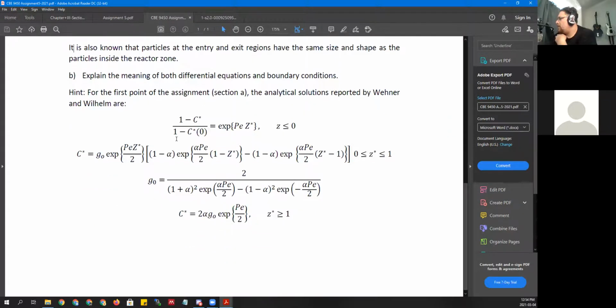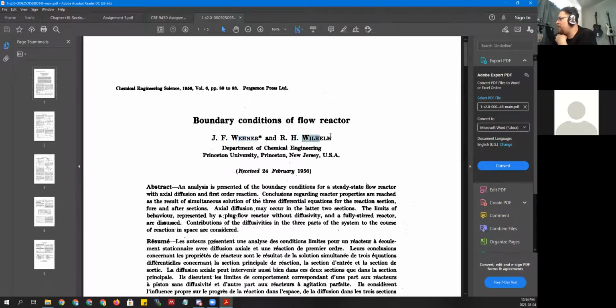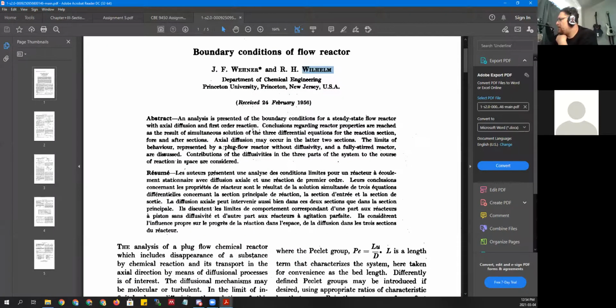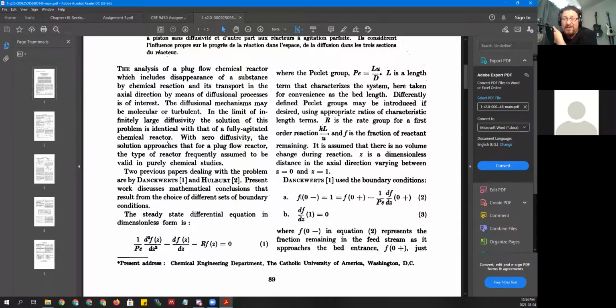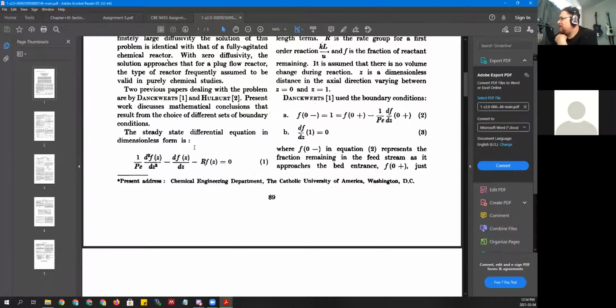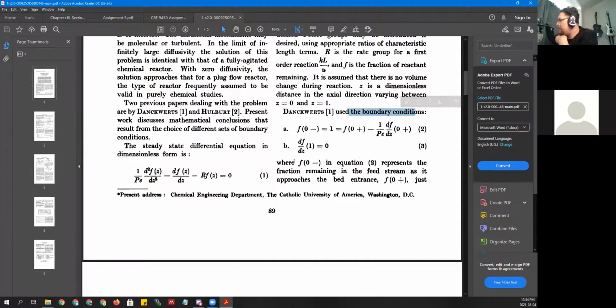One thing that I would recommend you to do is to read the actual paper by Wegner and Wilmer. I provide you this paper. I help you a little bit there so you don't have to look for it. As it's mentioned here in the assignment, these are the results obtained by him, and this is the paper. They use a slightly different nomenclature, so you will find that they use F instead of C, for example. But just pay attention, you will see. And they actually explain, again, this is another source for you to read. They actually explain the boundary conditions very well in the paper too.